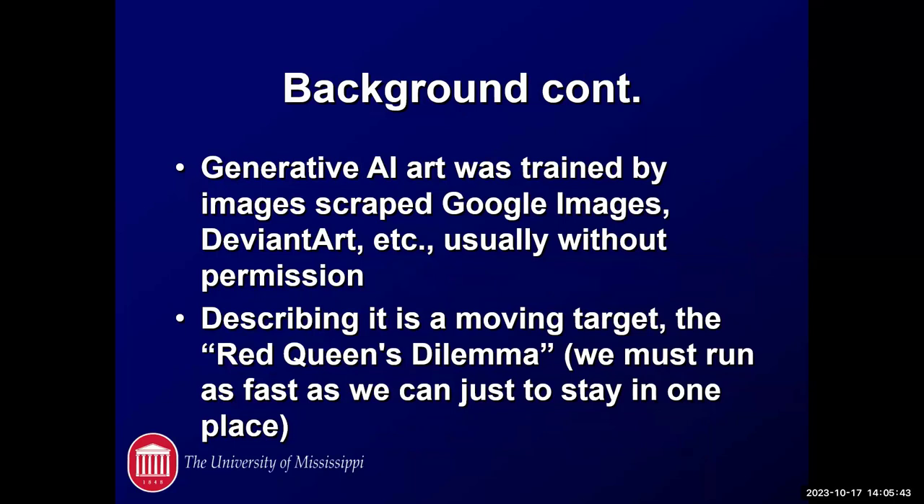So, generative AI art of the sort created, and you may put created in quotation marks if you prefer, by things like Stable Diffusion or DALL-E 2, was trained on images scraped from Google Images, DeviantArt, which is a fan website that presents art in a variety of categories freely submitted by users, and others. And again, this is usually done without permission. There's no way of automatically soliciting permission in such a scrape. And even if there were, many of these images are on sites or accounts that are no longer actively monitored.